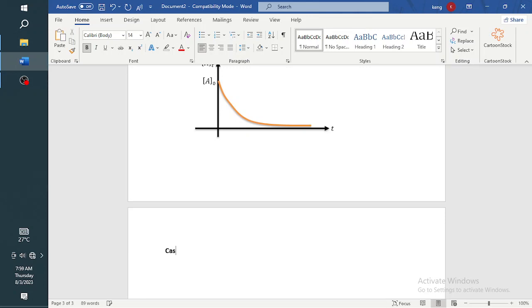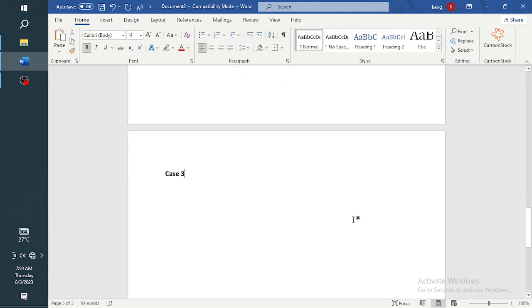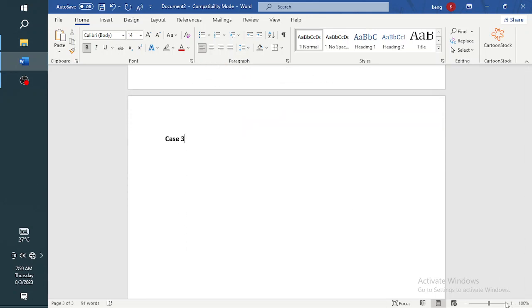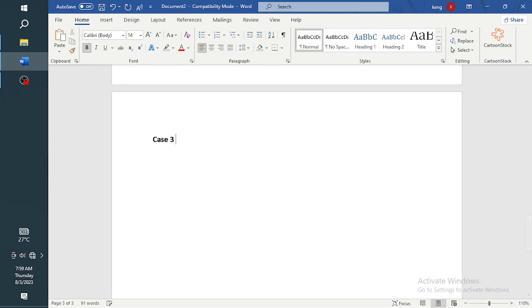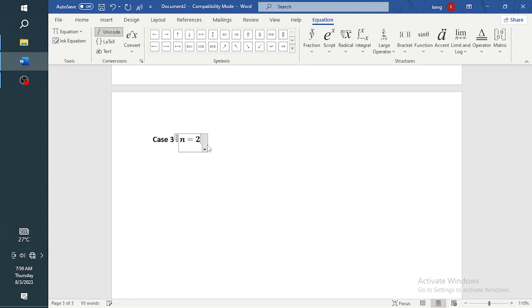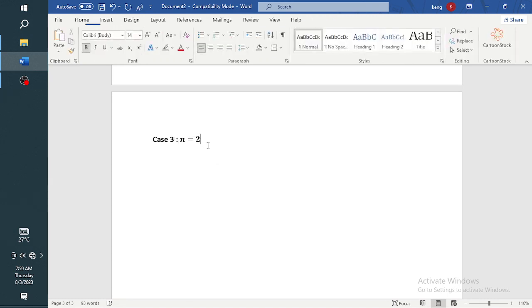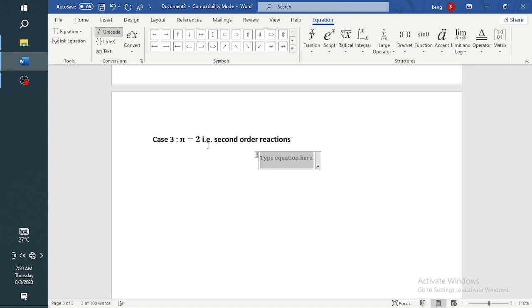So in our case, the theory is n equal to 2, then it is second order. That is second order reactions. Okay, now what do we know about our rate? Our rate is equal to the rate constant times the concentration, now raised to the power 2.